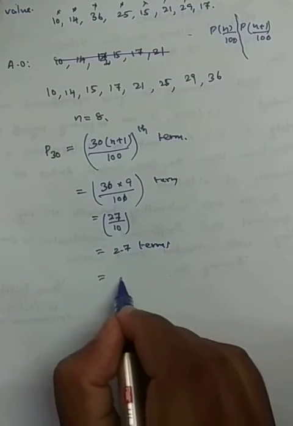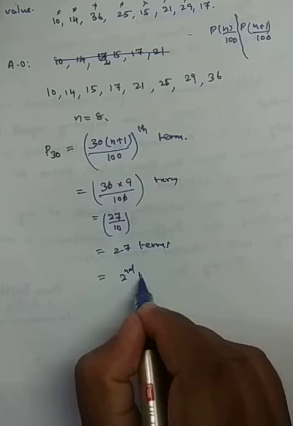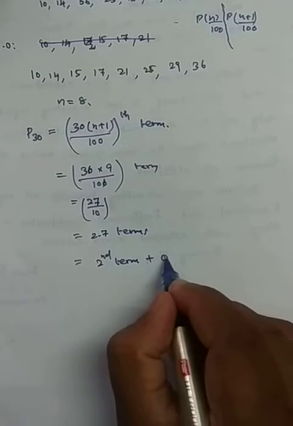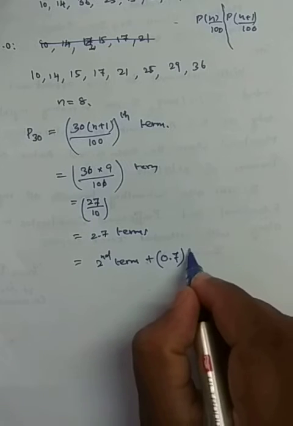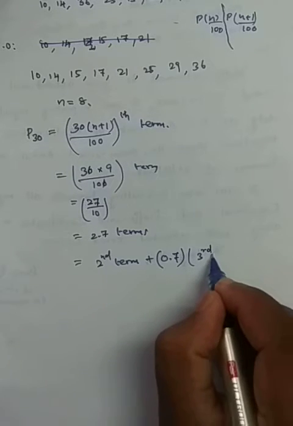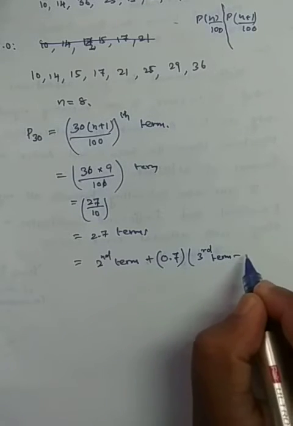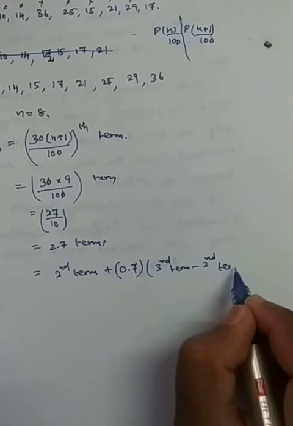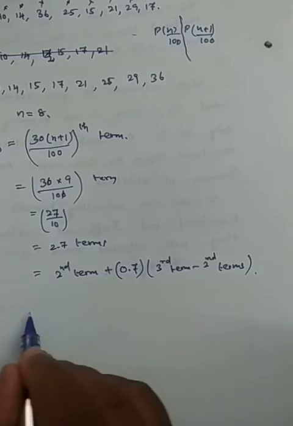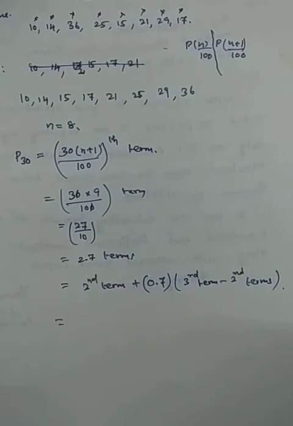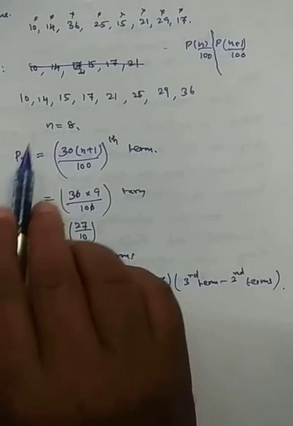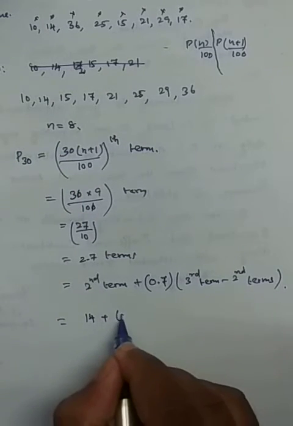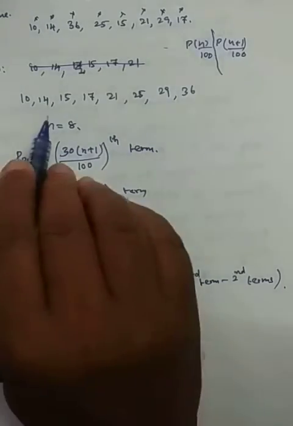That is the second term plus 0.7 into (third term minus second term). That we need to find here. Okay, what is the second term? You can see here the second term is 14. So plus 0.7 into the third term, which is 15.